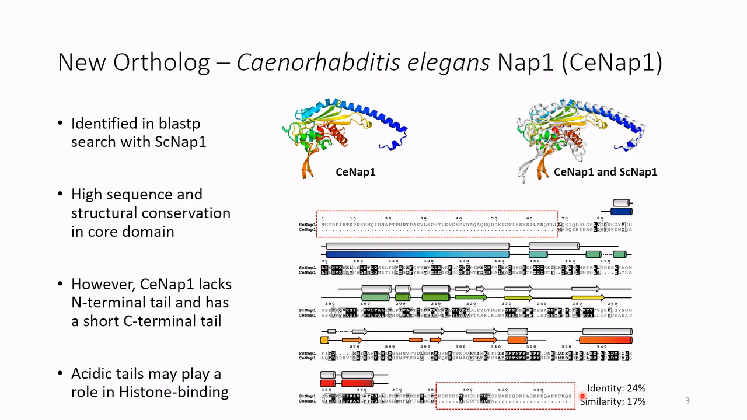Now, these tails are very important because they're thought to play a role in histone binding, and they're very, very acidic. So this is opposite to the very, very basic nature of the histone proteins. Now, the new ortholog that we've identified, this worm ortholog, naturally lacks this N-terminal tail and has a much shorter C-terminal tail. It is thus a great model system for us to test the role of these acidic tails in histone binding.